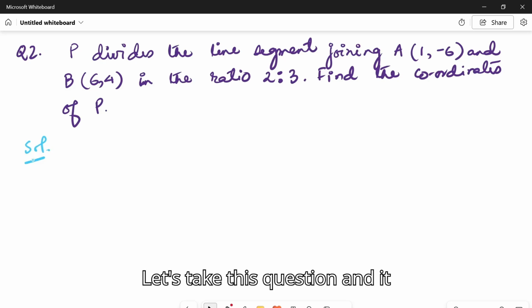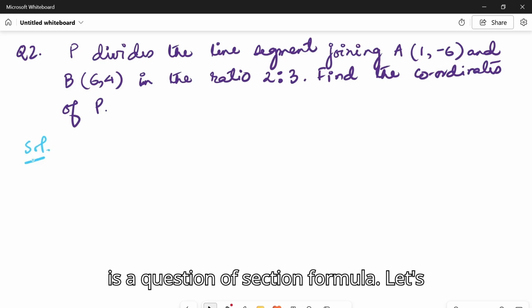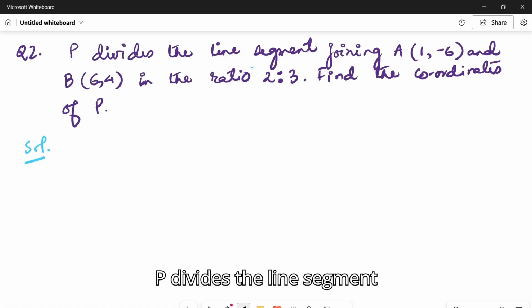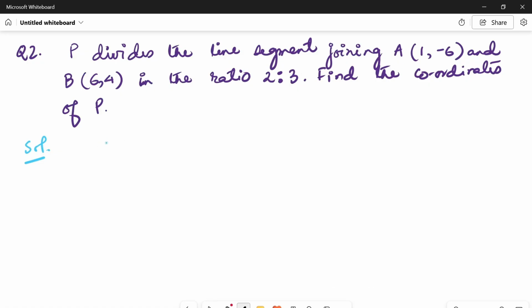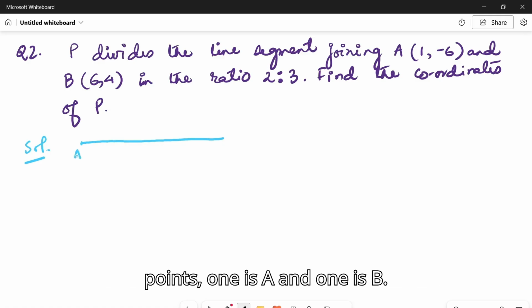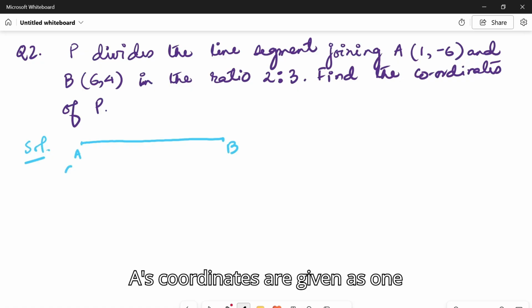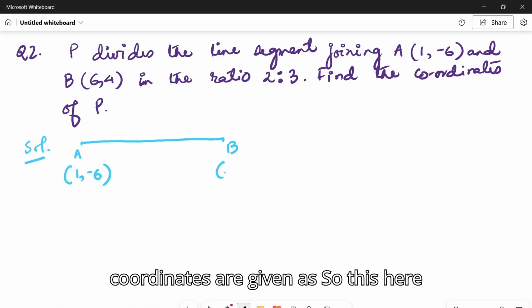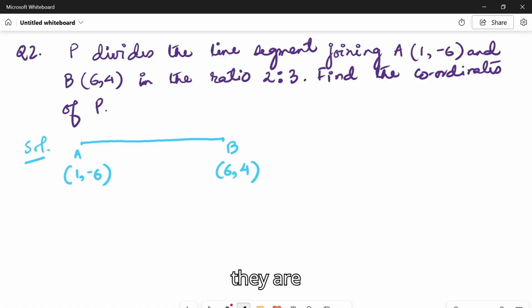Let's take this question, and it is a question of section formula. Let's see how to solve it. So the question says P divides the line segment joining A and B. Let's understand what the question says. There are 2 points, one is A and one is B. A's coordinates are given as 1, minus 6 and B's coordinates are given as 6, 4.